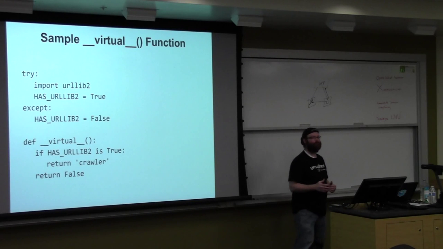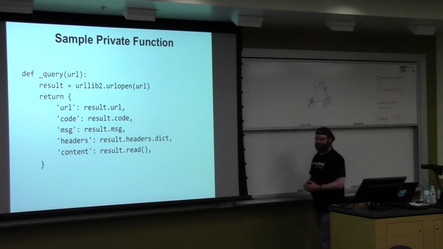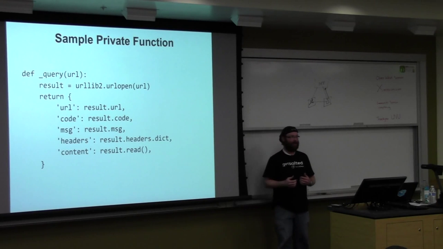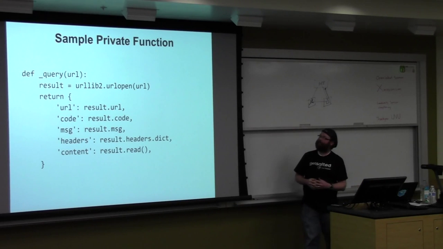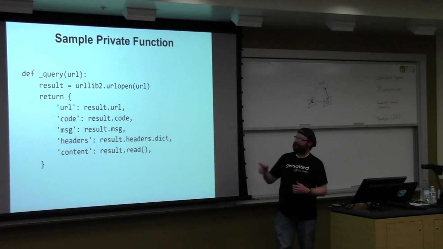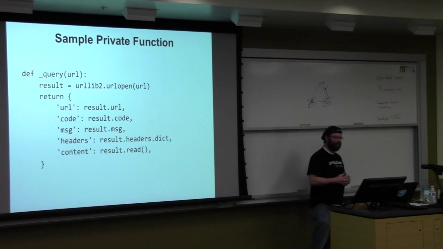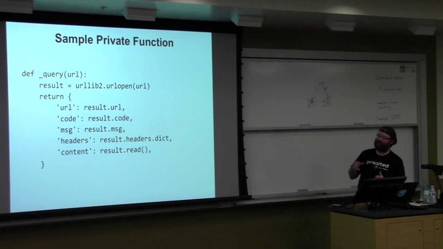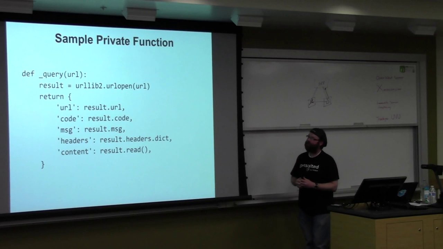Questions so far? So private function, this is something that's only going to be used by other functions. You start it with an underscore so it doesn't show up to be available. Technically, I could probably take out that underscore and use this as a public function, but that's not its purpose. Its purpose is to do one thing, do it really well, kind of the Unix philosophy. In this case, perform a query.